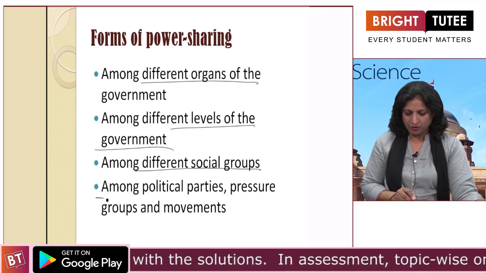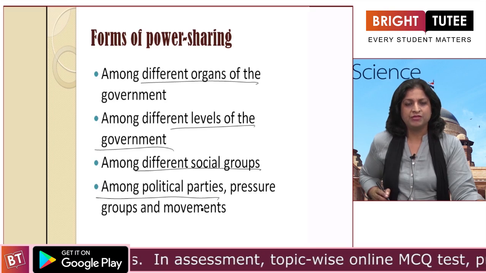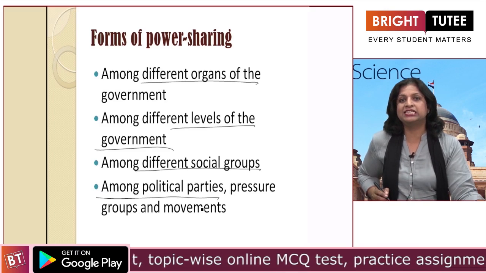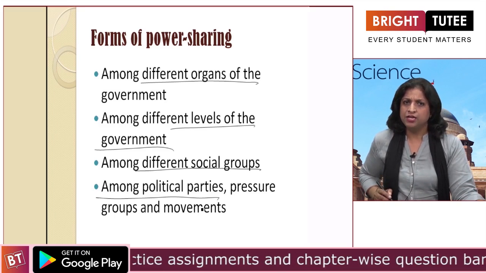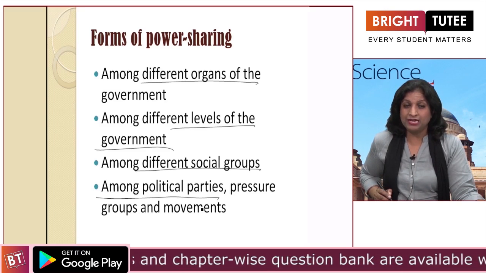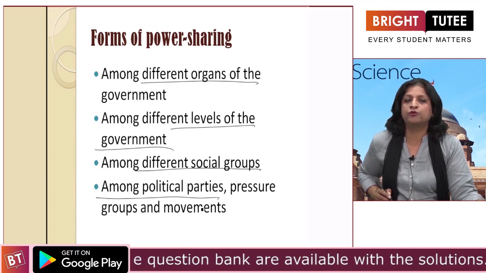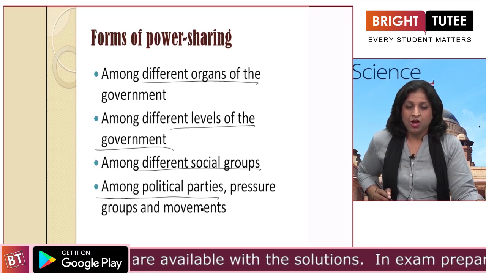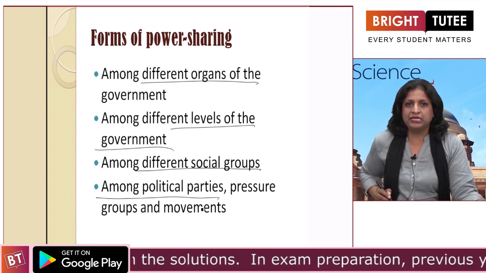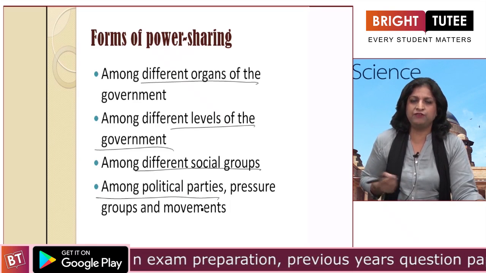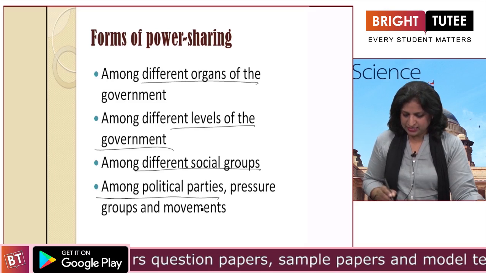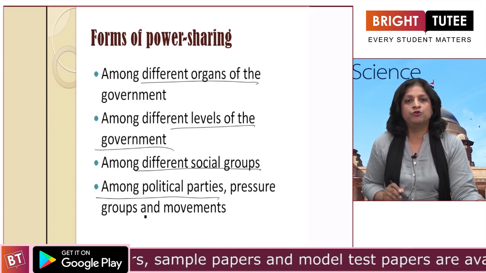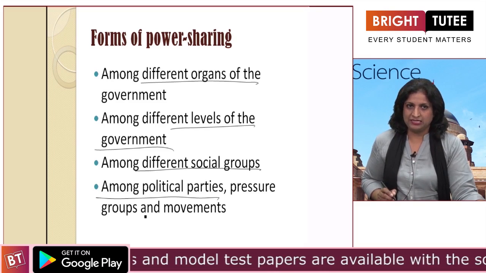Last, among political parties, different parties contest election. Sometimes one single party holds the power, but nowadays in our country we have a trend of coalition government. More than 2 parties controlling government. Recently we have NDA, BJP plus allies. It is the government being controlled by different political parties.